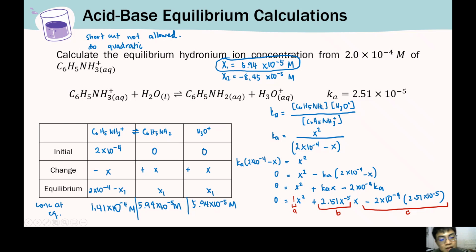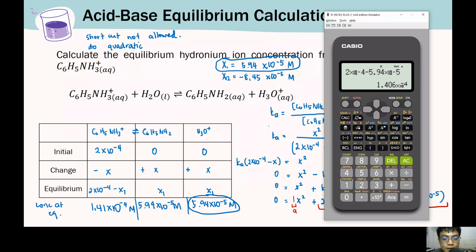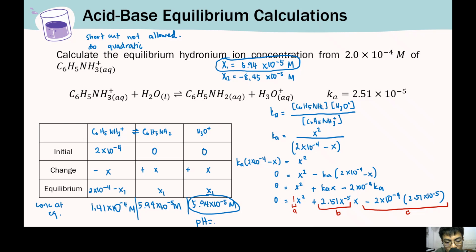Suppose you're asked to get the pH. So basically, the concentration of your hydronium ion will be used. Okay, just get the negative log of 5.94 times 10 raised to negative 5. So that's the answer, 4.23. So the pH is 4.23. Okay? So yan, so ganun lang.